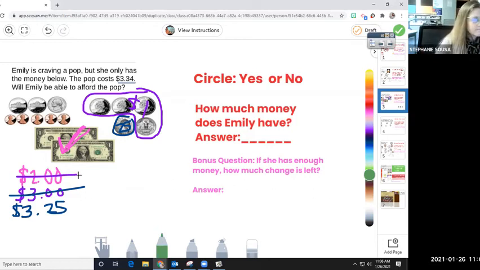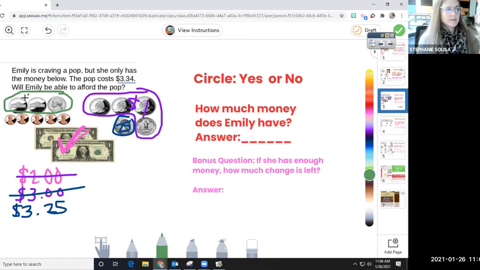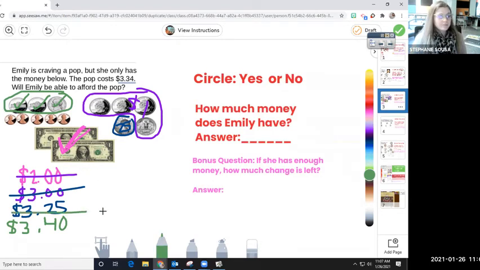No worries. All right, now we've got nickels. I'm at 25 cents and I need to count by 5s. I know how to do that, so I'm going to do it here. $3.25, $3.30, $3.35, $3.40. Hey-o! Emily's got enough money. But we have a bonus question asking us about change. So we've got to continue counting to know how much change Emily is going to get.